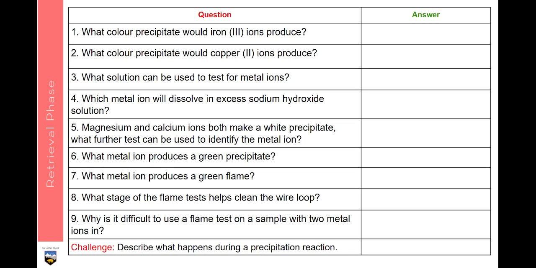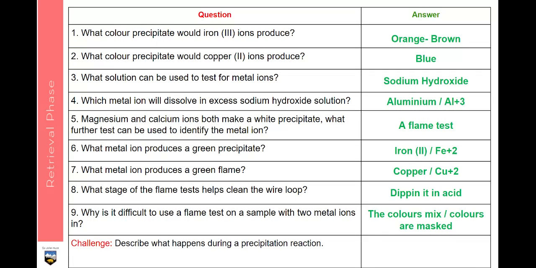If you haven't done so already, please complete the retrieval quiz on your Google worksheet, pause the video, and come back for your answers. Okay, so let's go through our answers. Make sure that you are making self-corrections. This is instant feedback, so any mistakes that you've made, it is important to correct them and therefore learn from them.